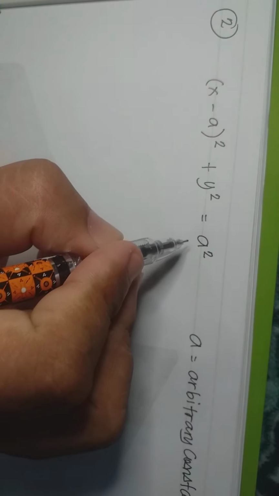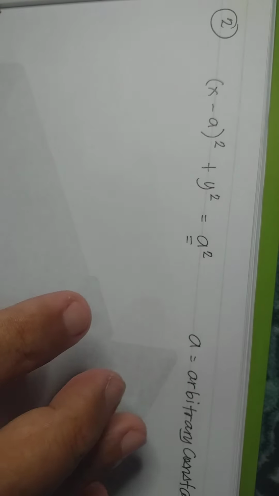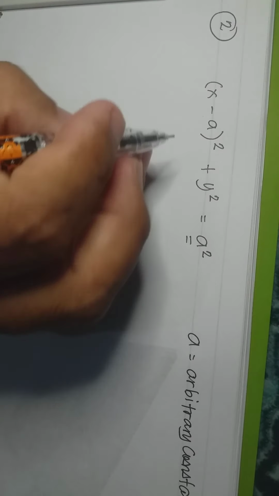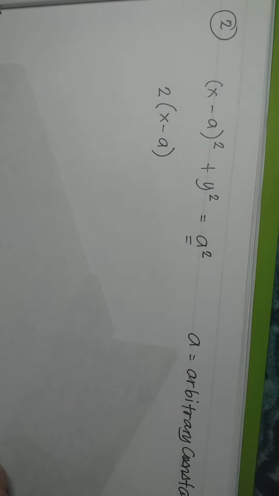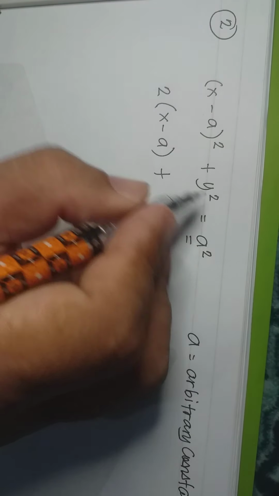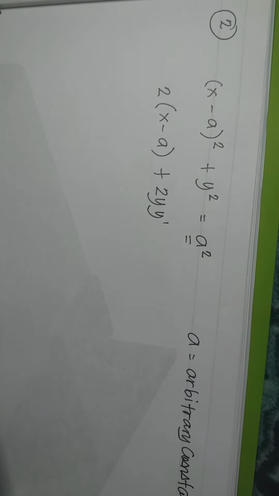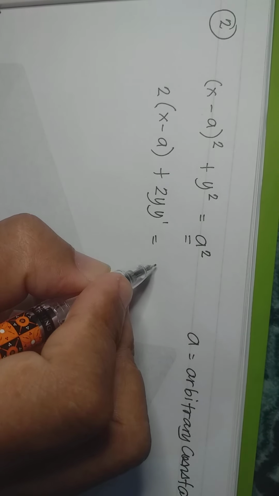Okay? So, we only have one arbitrary constant present in the equation. That is letter a. So we need to differentiate this once. So what will be the differential of this equation? If we're going to differentiate this, we have 2 times (x minus a) plus the differential of y squared. This will bring down 2y dy, or y prime. And the differential of a constant, since a is a constant, is 0.